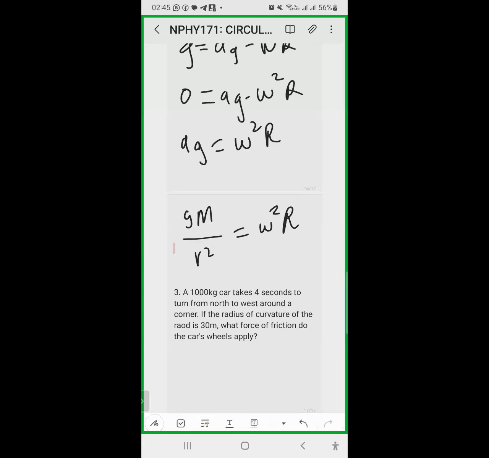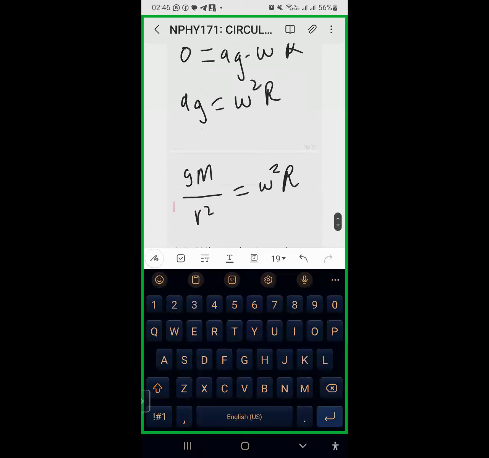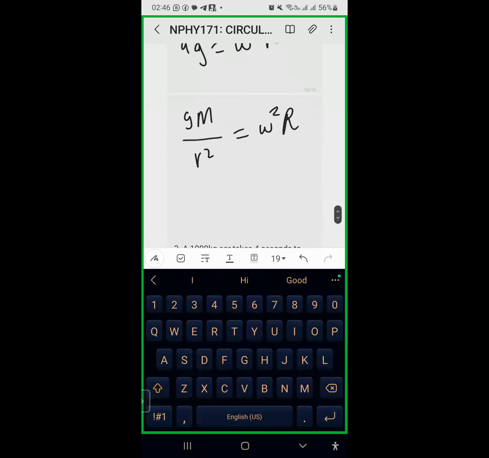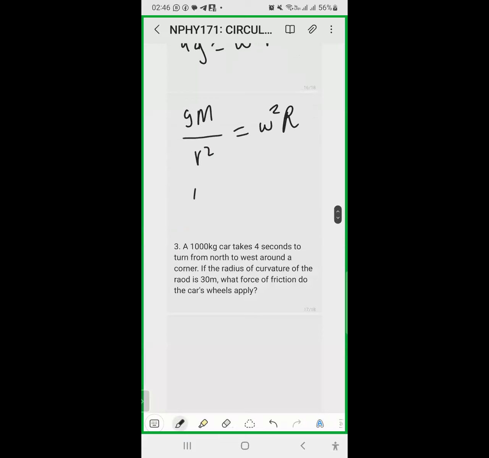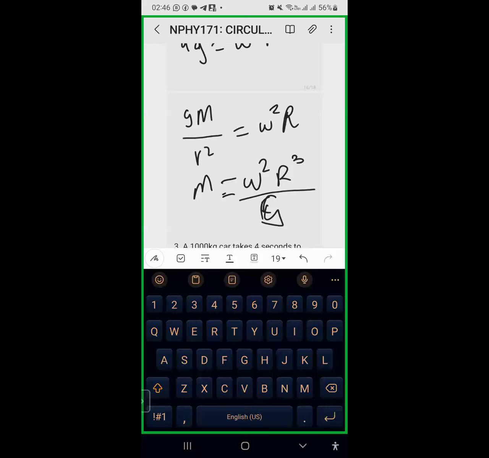So now we have to make m the subject of the formula. That's what we are looking for. So we make m the subject of the formula, then we're going to have omega squared times r multiplied by r, which gives r cubed, divided by G. So this is the equation that we're going to use to find the mass. Okay, so let's continue and find what is required.